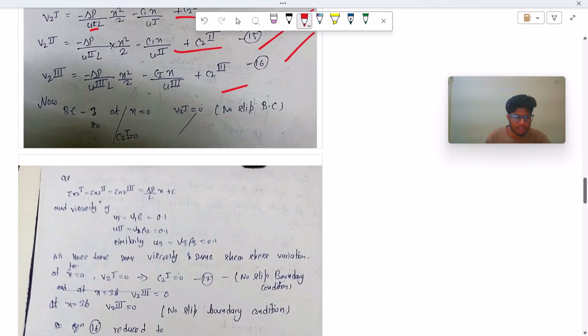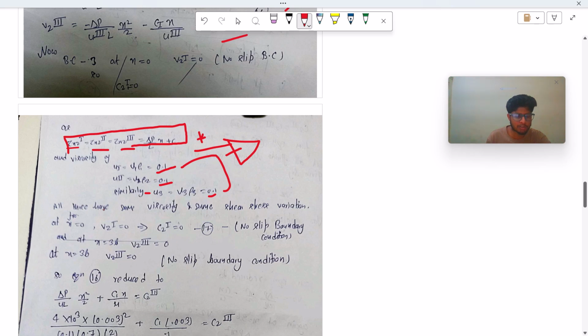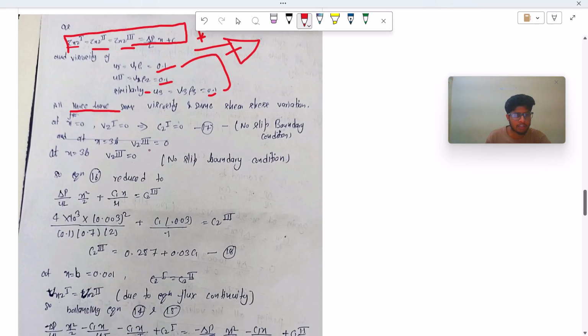As we see above, tau xz1, tau xz2 and tau xz3 all have the same shear stress. And we also have the same viscosity: mu1 is 0.1, mu2 is 0.1, mu3 is 0.1. All three have the same viscosity and the same shear stress, so all three have the same velocity equation and the same velocity profile. But before concluding, we are going to solve this further.